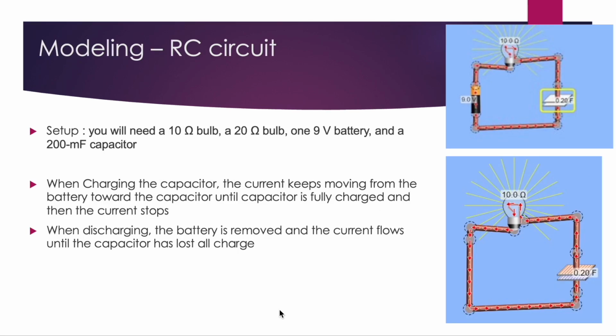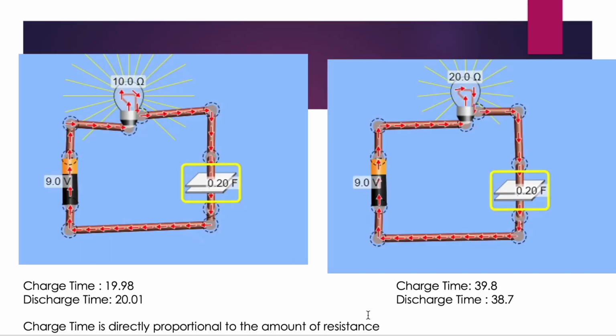RC current. In this setup, we have a 10 ohm bulb, a 20 ohm bulb, a 9 volt battery, and a 200 mF capacitor. When charging the capacitor, the current keeps moving from the battery toward the capacitor until the capacitor is fully charged, and then the current stops. When discharging, the battery is removed and the current flows until the capacitor has lost all its charge. This is shown for the 10 ohm bulb and the 20 ohm bulb.